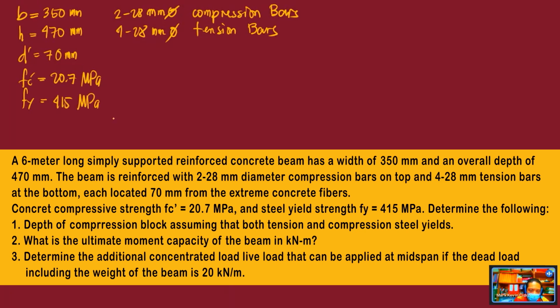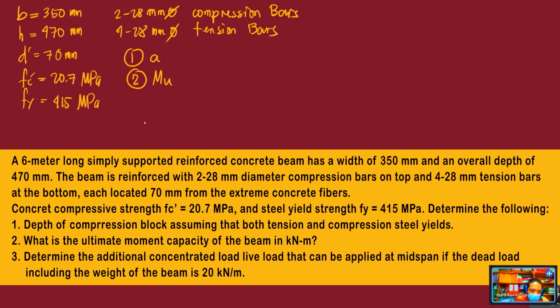We are to determine the following. Number 1, letter A, the depth of the compression block, assuming both tension and compression steel still yield. Number 2, what is the ultimate moment capacity of the beam? Ultimate moment capacity, this is the Mu.